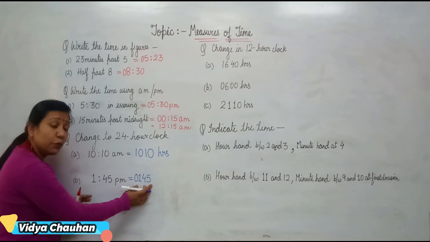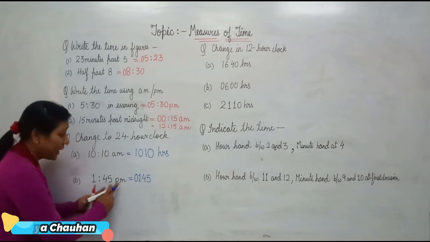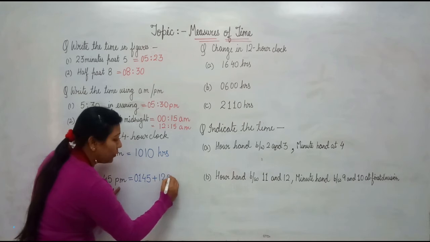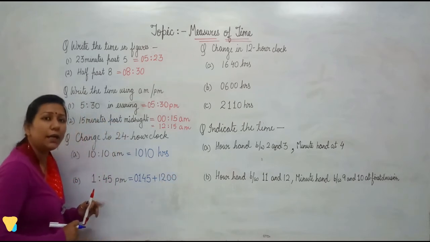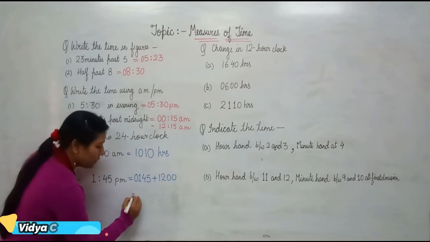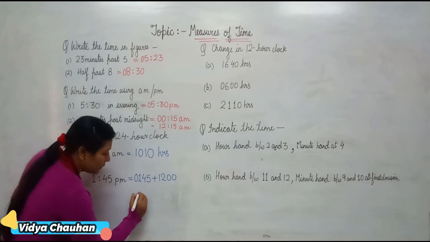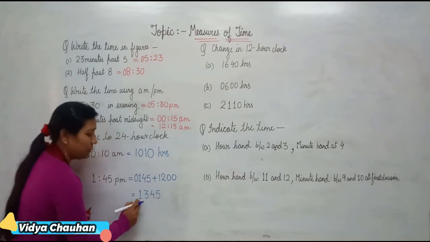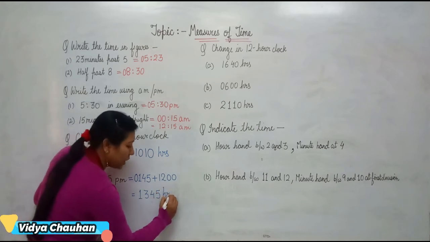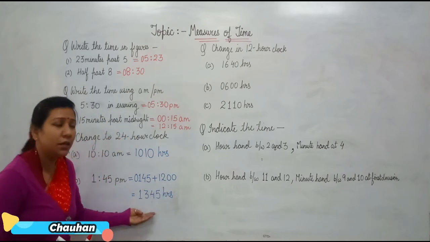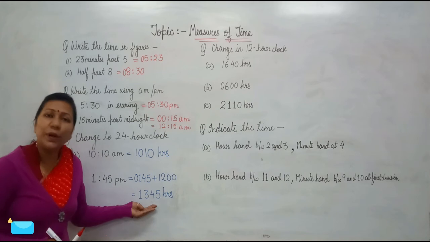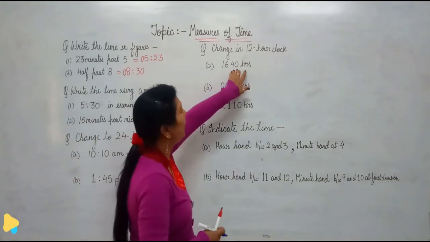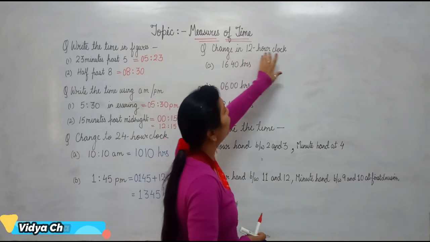This is your time which is in 12-hour clock. And just because it is PM, to convert this into 24-hour clock, we will add 1200 to this. So what will be the sum of these two values? It will become 1345. That means 1345 hours. This is the conversion from 12-hour clock to 24-hour clock. Understood?